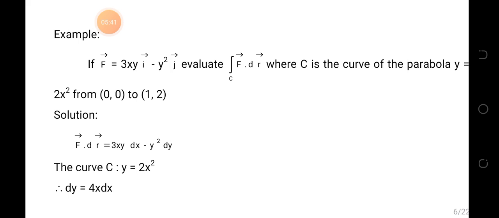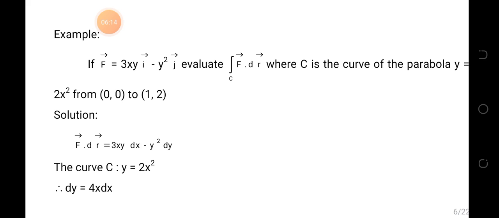If F vector is equal to 3xy i vector minus y square j vector, evaluate the integral over C of F vector dot dr vector, where C is the curve of the parabola y equal to 2x square from 0 comma 0 to 1 comma 2. So the F vector was given here, and they are asking to evaluate the integral over C of F vector dot dr vector, where the parabola was given here, from the origin to the point 1 comma 2.